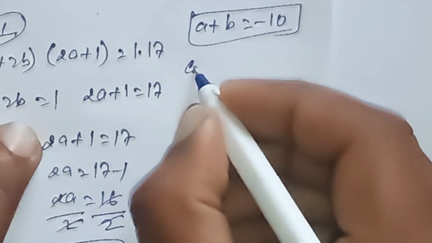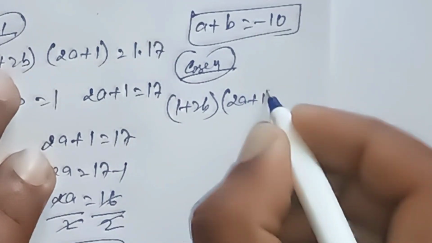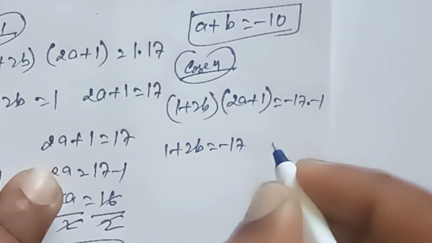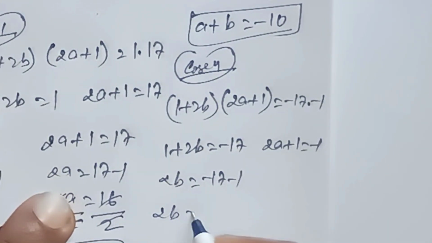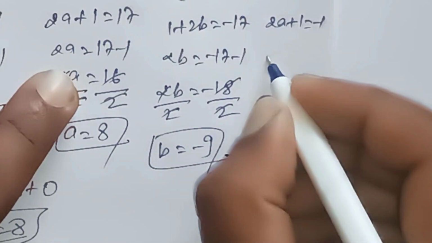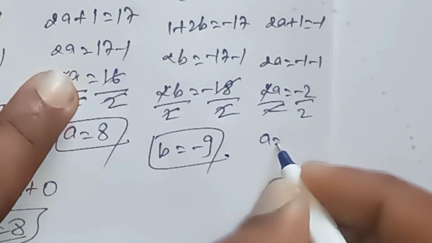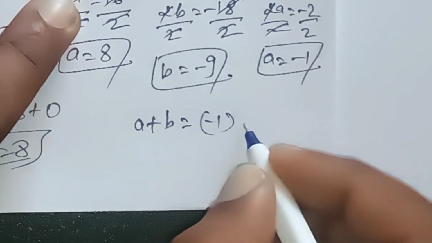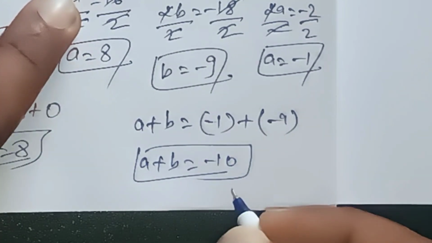This is case number 4. Case number 4 is telling that 1 plus 2b into 2a plus 1 is equal to minus 17 into minus 1. 1 plus 2b is equal to minus 17, 2a plus 1 is equal to minus 1. Therefore, 2b is equal to minus 17 minus 1, 2b is equal to minus 18. Both sides divided by 2. Therefore, b is equal to minus 9. Here, 2a is equal to minus 1 minus 1, 2a is equal to minus 2. Both sides divided by 2. Therefore, a is equal to minus 1. Therefore, a plus b is equal to a value minus 1 plus b value minus 9. Therefore, a plus b is equal to minus 10. This is case number 4 value.